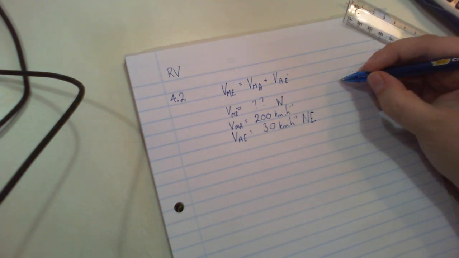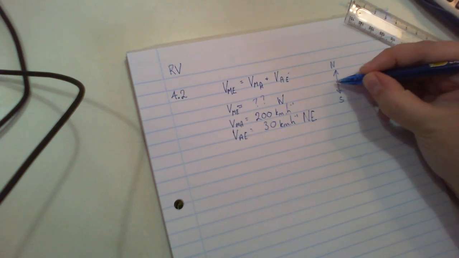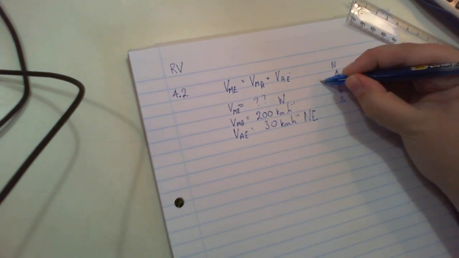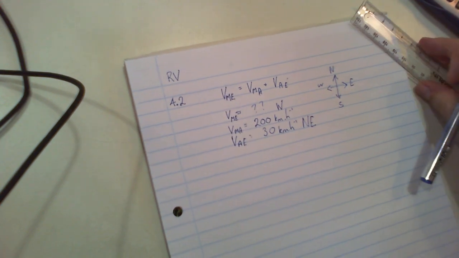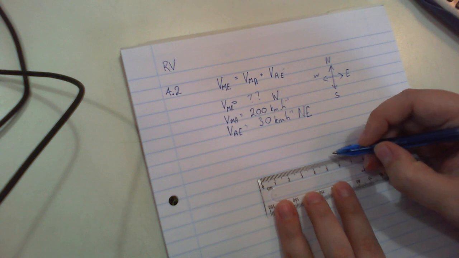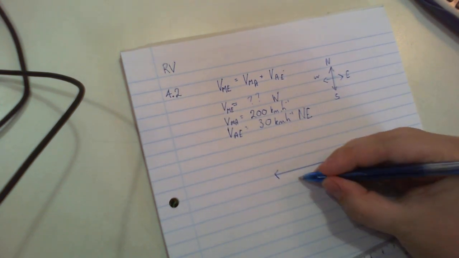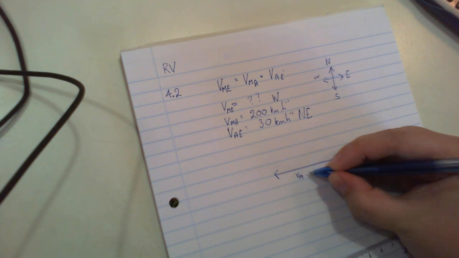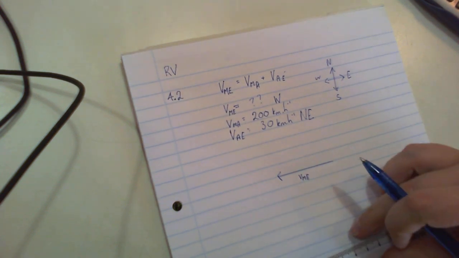Okay, now let's do our little compass so that I do not get lost. North, south, west, east. Perfect. Okay, let's put down what we know. So we know that she wants to go directly west, so we're just going to put that in. And what is this one? This is the velocity of M relative to the earth. Do we have a size? No, we don't. We don't have a magnitude.